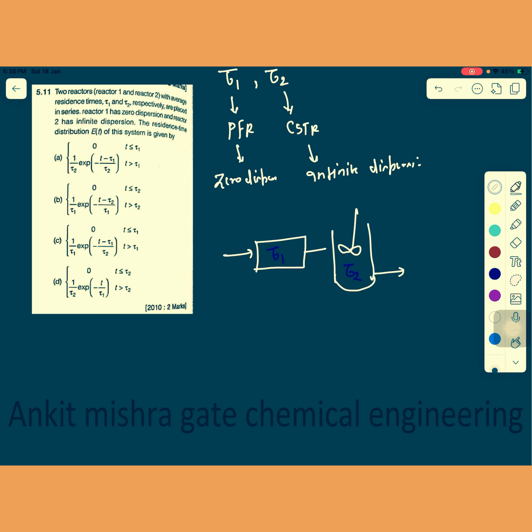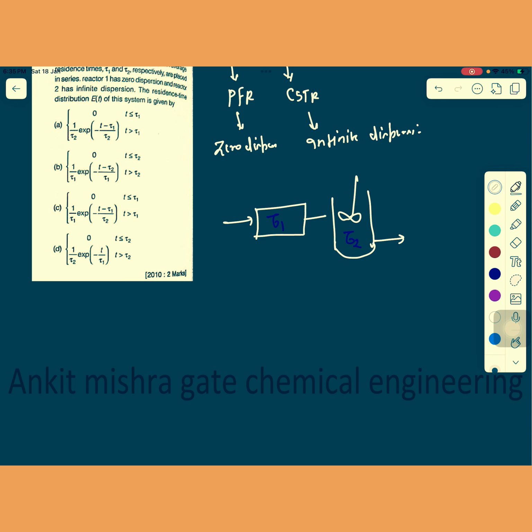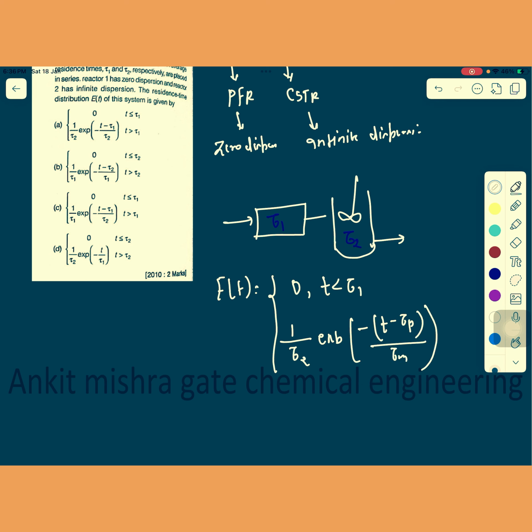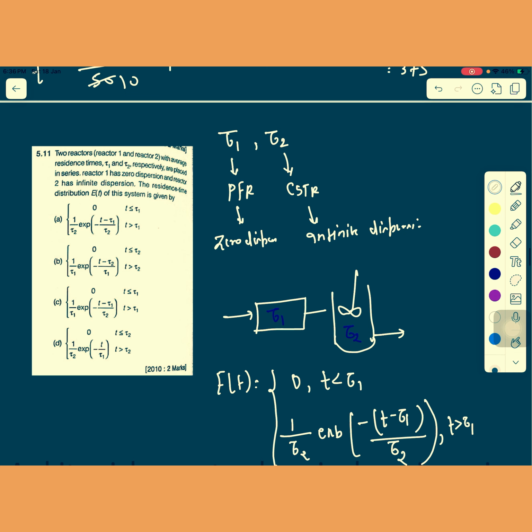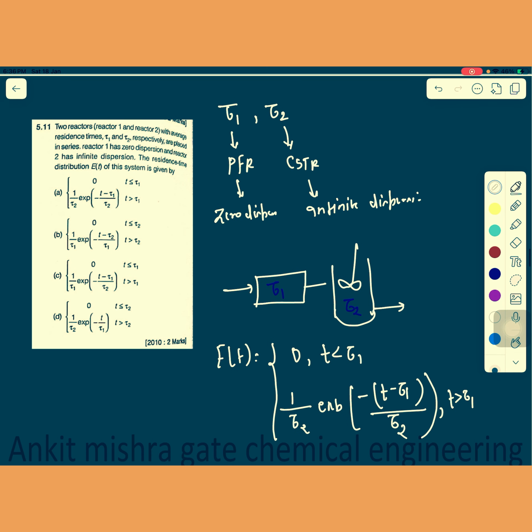When we talk about the residence time distribution for this particular system, you can say that the E(t) curve can be written as 0 when t is less than tau 1, and that is equal to 1 by tau 2 times exponential of minus (t minus tau 1) divided by tau 2 when t is greater than tau 1, right? Tau 1 is the residence time for the plug flow reactor and tau 2 is the residence time for the continuous stirred tank reactor.